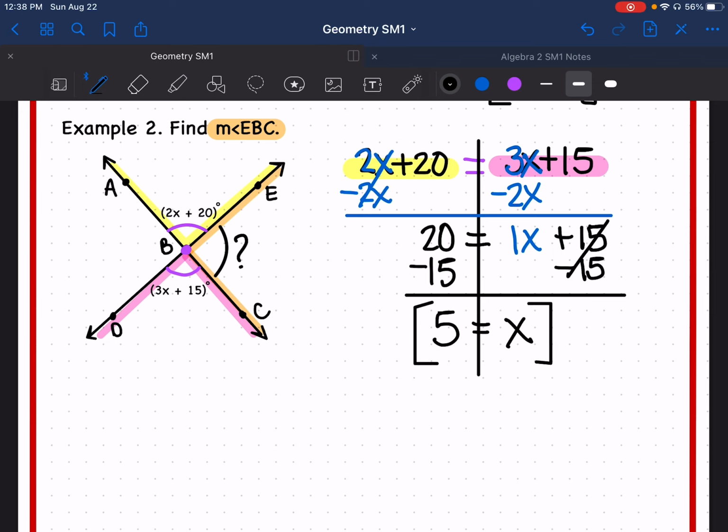It's okay if you leave the 1. Remember, if the 1 was there, you'd have to divide by 1 to get rid of the multiplication. And if I divide by 1, I still end up with x equals 5, so it doesn't matter.